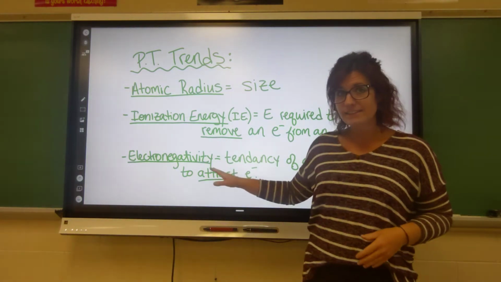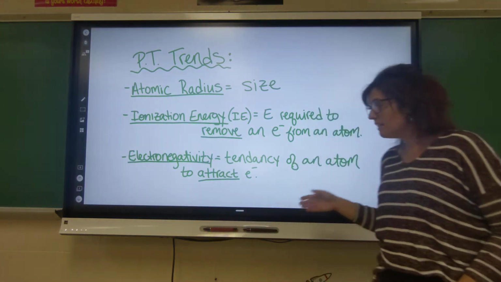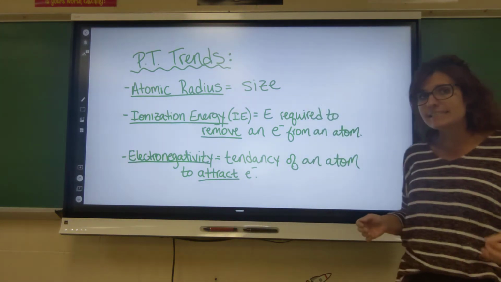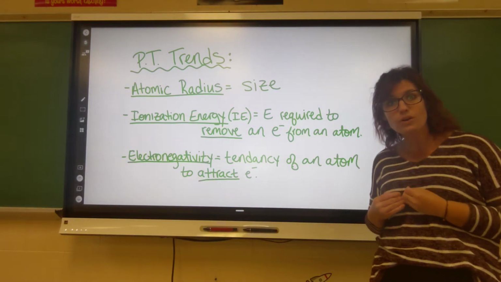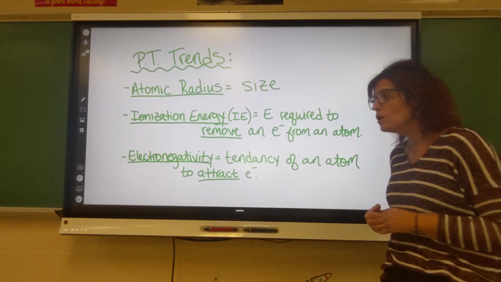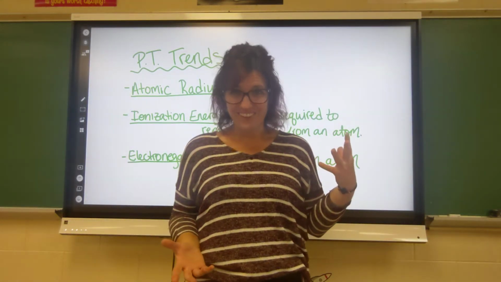And then the last trend that we're going to talk about is electronegativity. Electronegativity is the tendency of an atom to attract electrons toward it when it's in a compound. So that'll be the third one that we talk about.